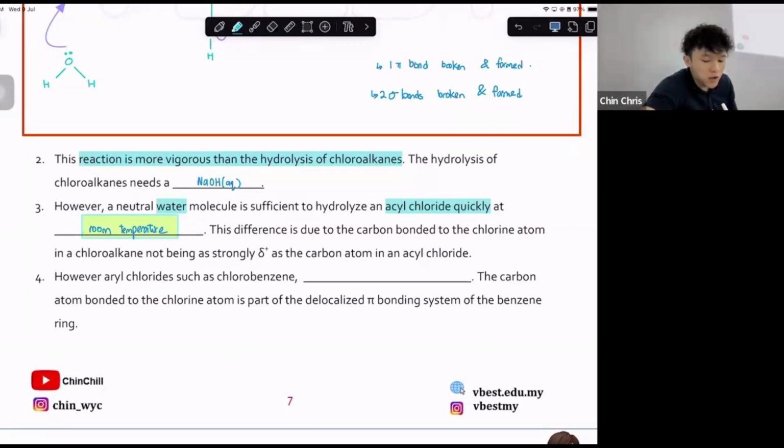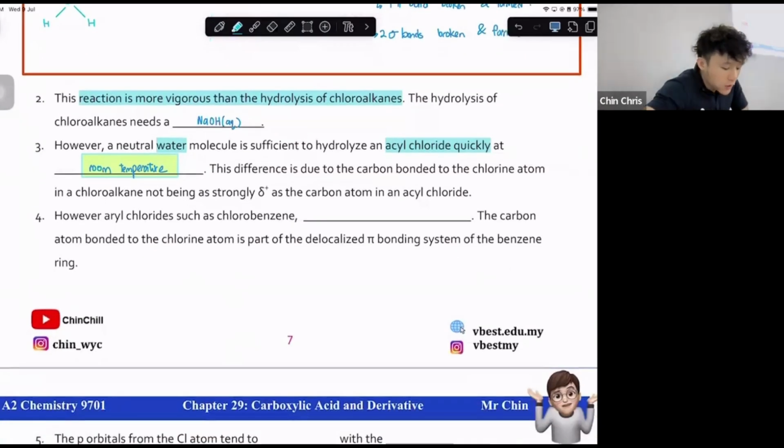This is different due to the carbon bonded to the chlorine atom in chloroalkane not being strongly... Later I will explain all.